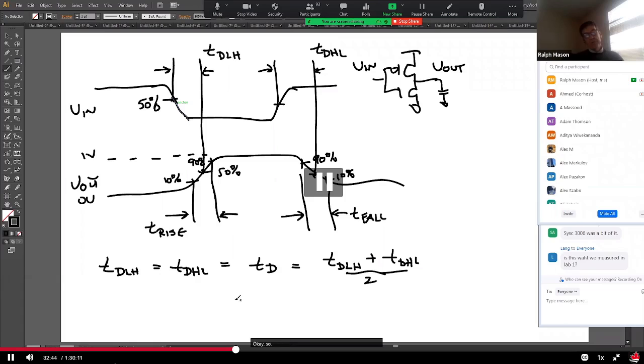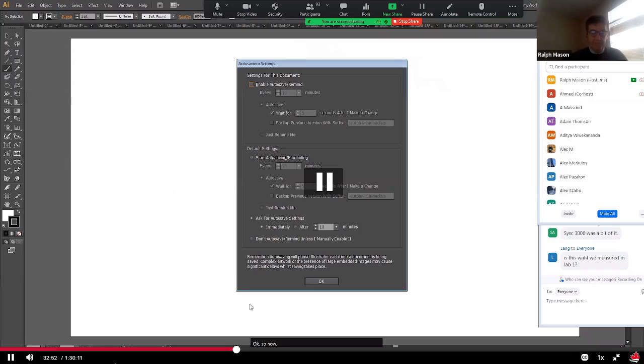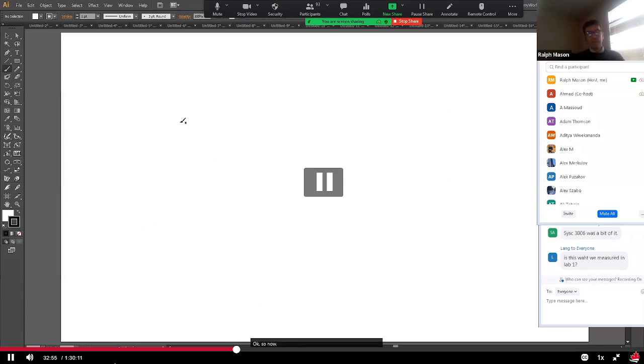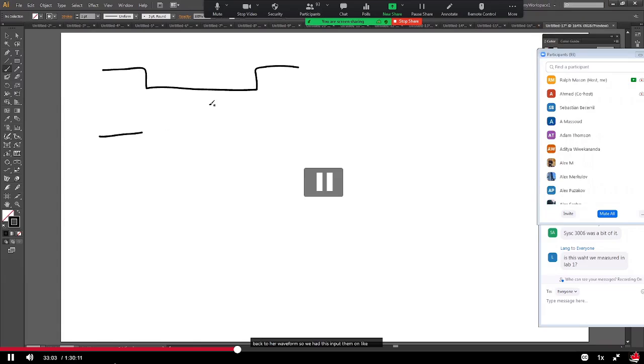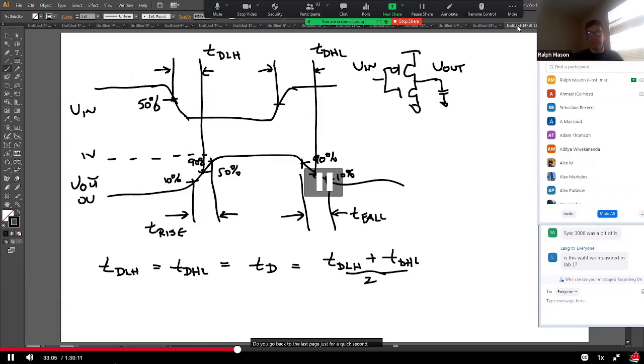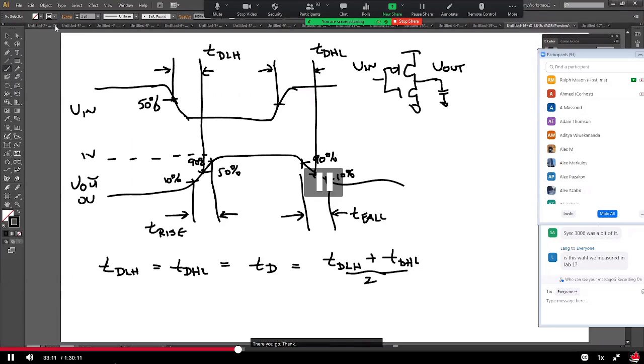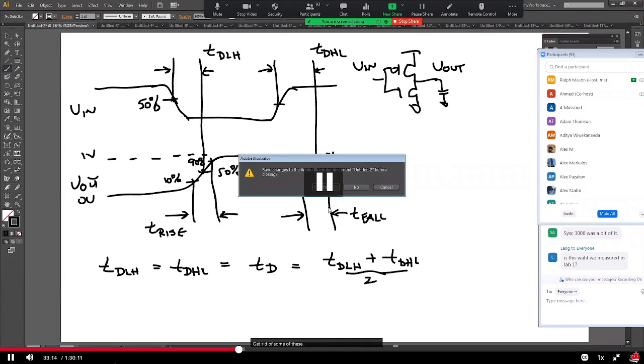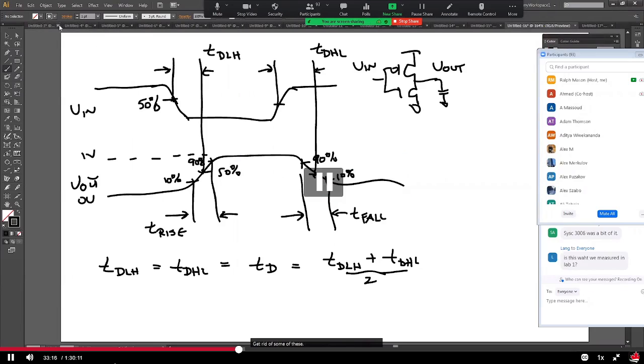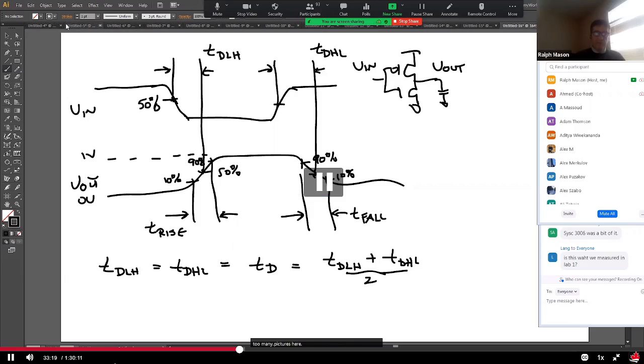Okay, so now go back to our waveform. So we had this input that went like this. Could you go back to the last page just for a quick second? Yep. Okay, perfect. There you go. Thank you. Let me get rid of some of these old pictures. Got too many pictures here. Don't crash.